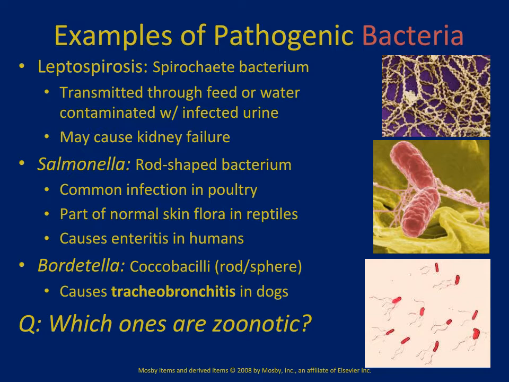Another type of pathogenic bacteria is Salmonella. Now, Salmonella is a rod-shaped bacterium that is commonly found in poultry, and that's the reason we really have to cook our chicken really well, but it's also part of the normal skin flora of reptiles. And this is the reason why we don't necessarily want small children handling turtles and things like that, because they can accidentally ingest the Salmonella bacteria. Once it enters the human body, it can cause gastrointestinal distress and enteritis, and so it's not a very pleasant infection.